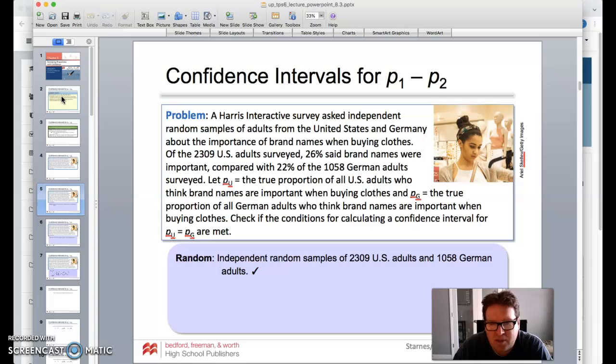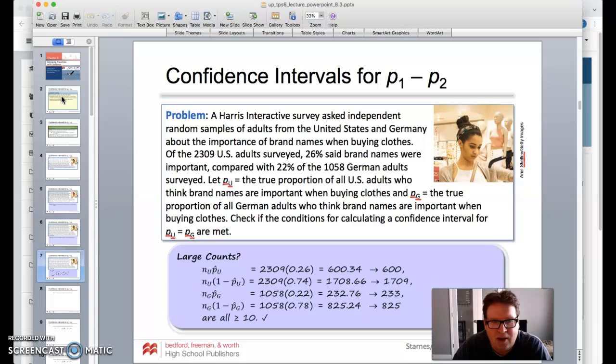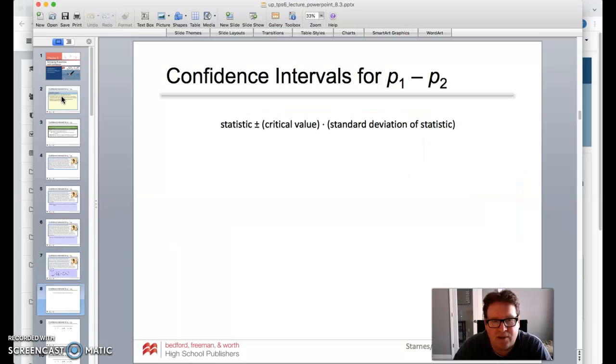All right, it is random. We did random samples, so we're good to go there. For the 10% condition, those sample sizes are all way less than 10% of U.S. adults and German adults, so we're okay there. Now, if we take the sample size times each of the proportions of success and failure, we're way above 10, and we're all good to go there. So that's a good way to verify those conditions.